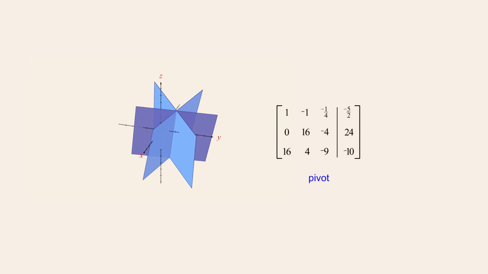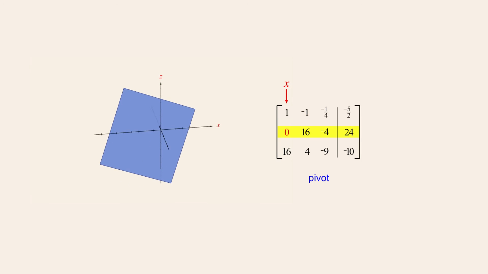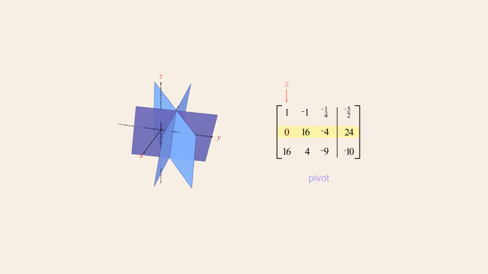Since the pivot operation adds a multiple of row 1 to row 2, it causes plane 2 to rotate around its line of intersection with plane 1. And since the x coefficient in row 2 has changed to 0, plane 2 has become parallel to the x-axis. We then change the entry below that to a 0, using a pivot to add -16 times row 1 to row 3.